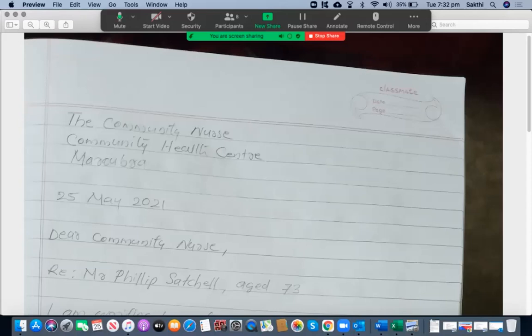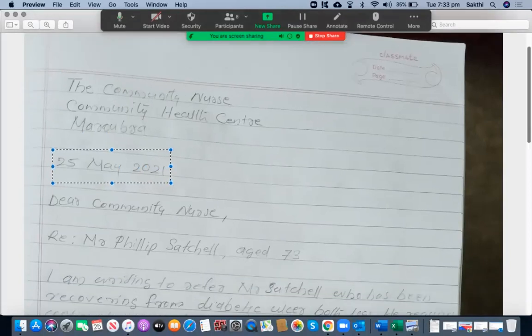I'm going to assess one of my students' letters in this video and provide the feedback. The student has written down the addressee's details on the top without any spelling mistake, so I'm happy with that. And then she has written the date of the letter in the bottom, so that's good.